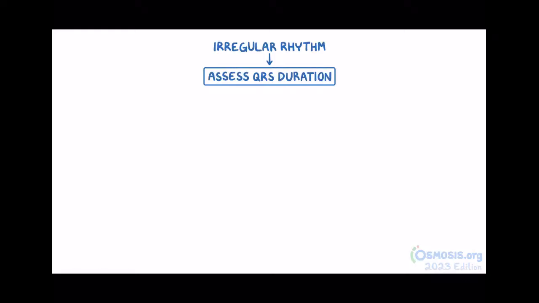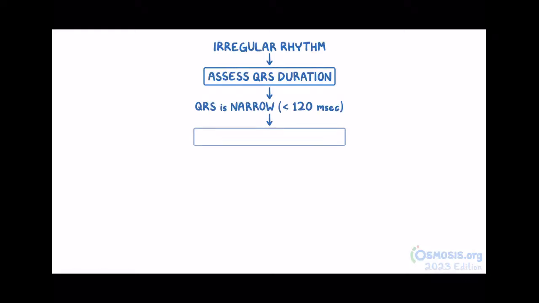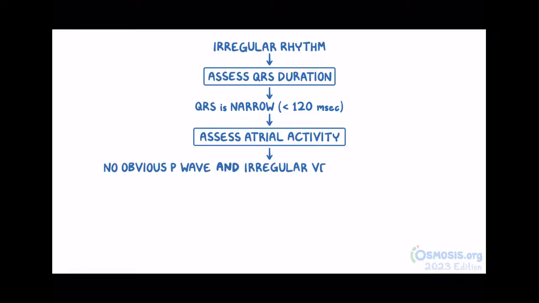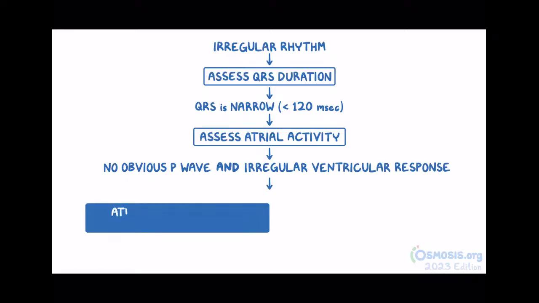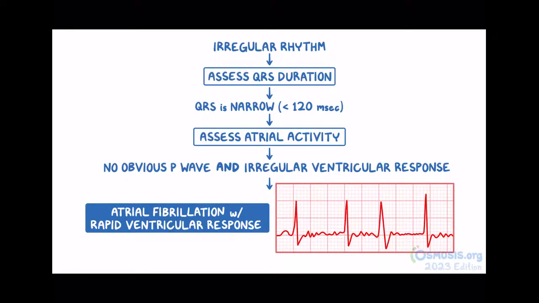Okay, now that we're done with tachycardia with a regular rhythm, let's go back and switch our focus to tachycardia with an irregular rhythm. Again, the first step is to assess the QRS duration. If the QRS is narrow, or under 120 milliseconds, assess the atrial activity on the ECG. If there are no obvious P waves and there's an irregular ventricular response, that's atrial fibrillation with a rapid ventricular response.